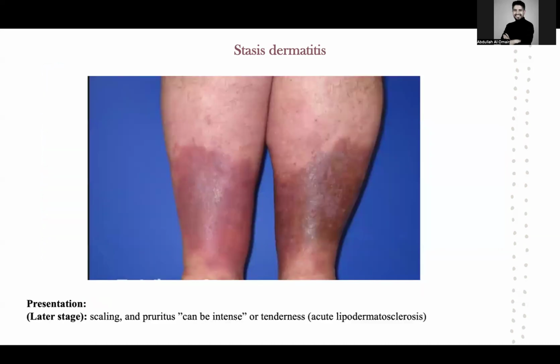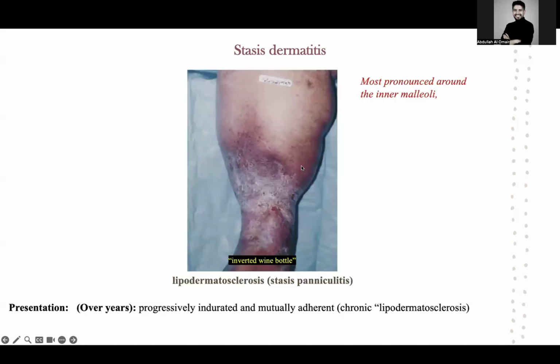Moving on to the third stage, which is acute lipodermatosclerosis, where the skin becomes hard and indurated, mainly present in the medial part of the leg, moving on to the ankle here. The chronic part, which is a very characteristic presentation, is chronic lipodermatosclerosis, which is part of stasis panniculitis. It's called an inverted wine bottle, which is a very unique MCQ question, and of course also a morphological question.